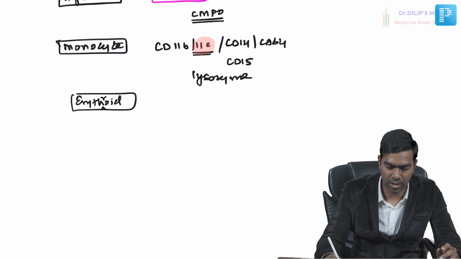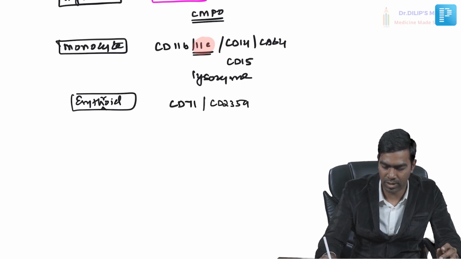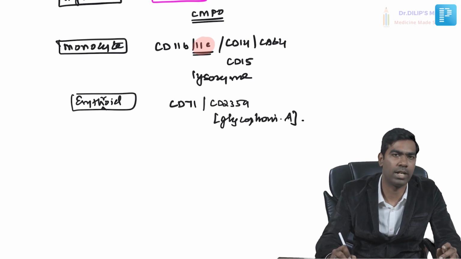Then in the myeloid lineage itself, you have something called erythroid differentiation. Erythroid differentiation typically has the CD71 and CD235a. The CD235a is also referred to as something called glycophorin A. These are very, very important markers of erythroid lineage differentiation.